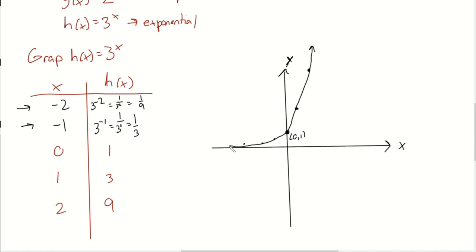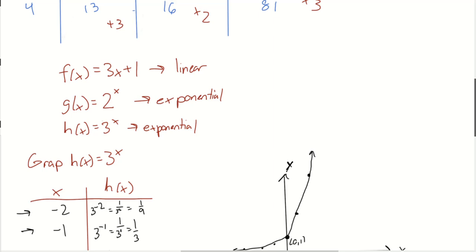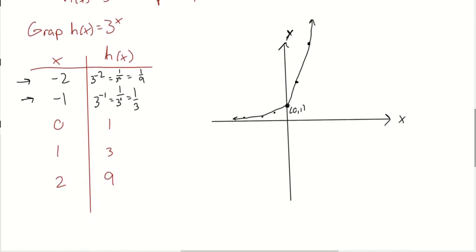It's going to go forever, without touching the x-axis. We're graphing h of x right now. This is an exponential function. What is the domain and range of this function?